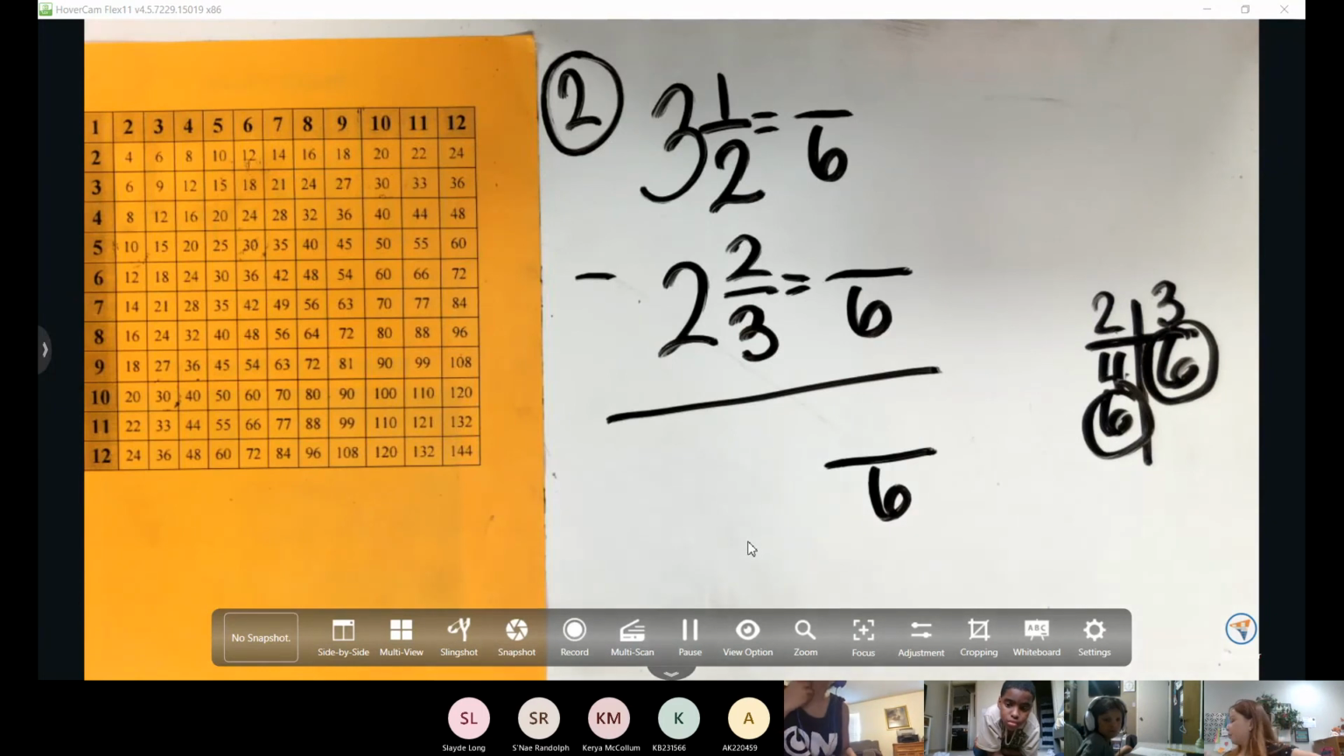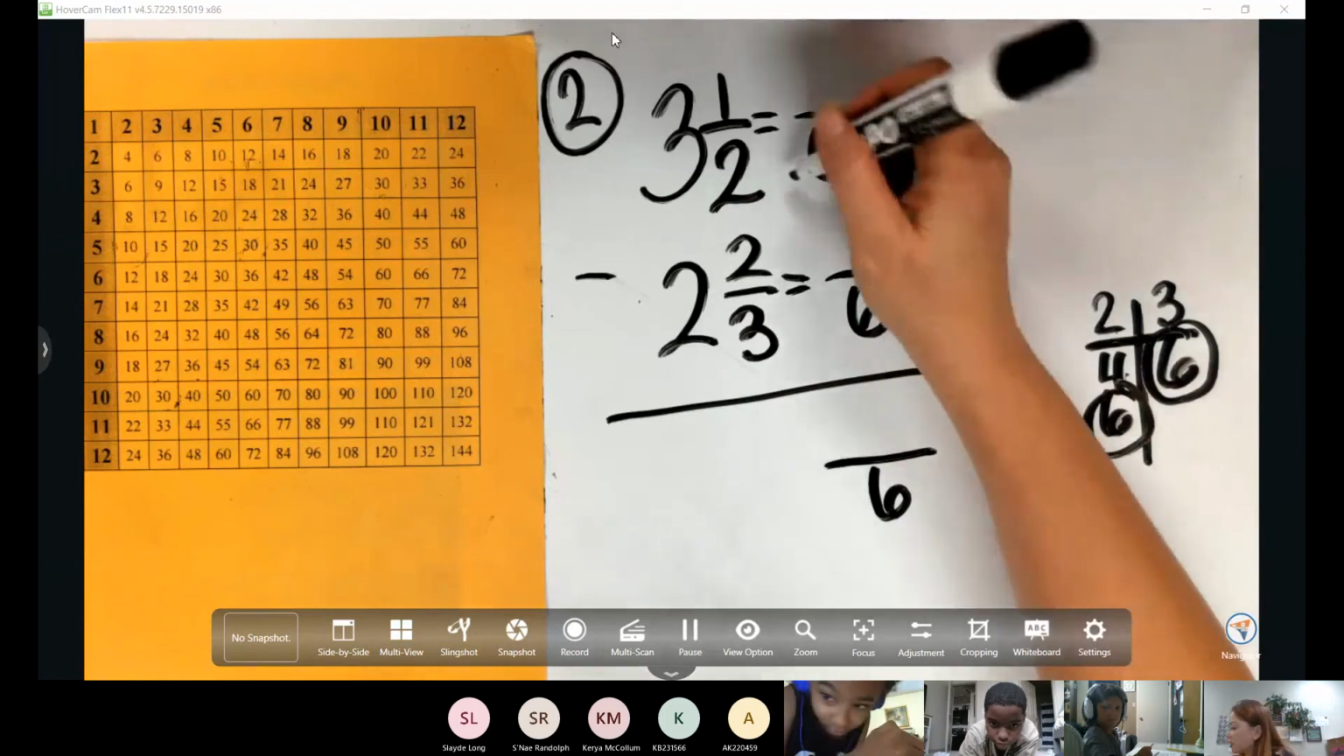Okay, can someone else tell me the next step? Kira, what is the next step? Kira, what's the next step? Okay. Xavier, what's the next step? We find the numerator. Okay, so we find the equivalent fractions to this, okay?